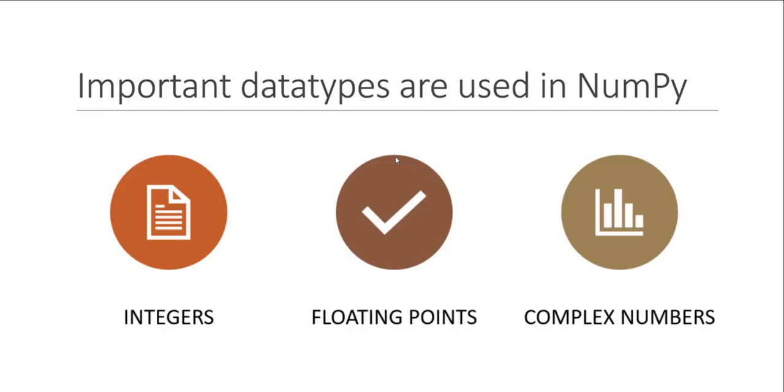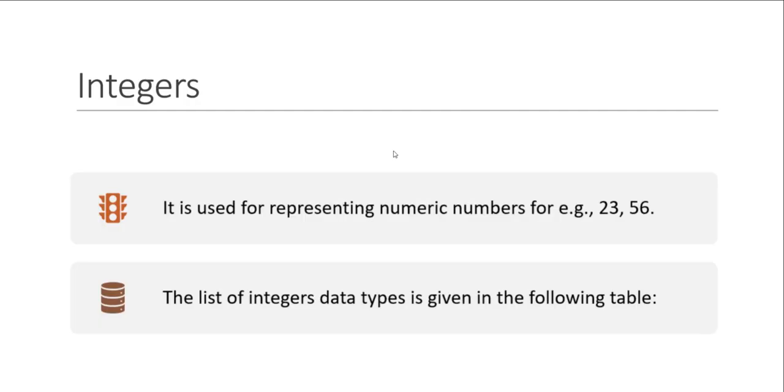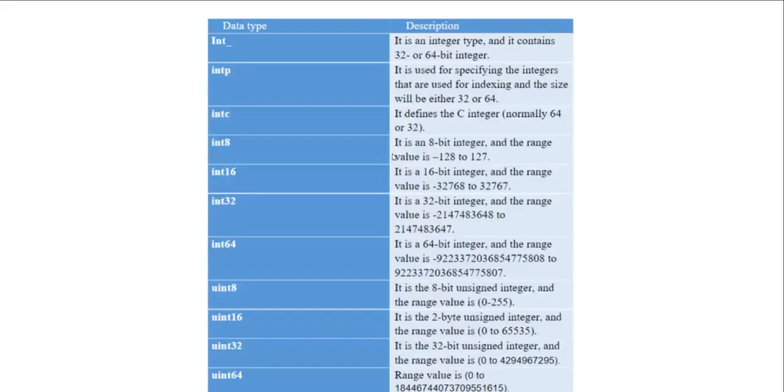Now we will discuss and understand the important data types which are used in NumPy. The first data type is integer. This is the default data type of an integer, and it is identical to the long type in C because it mainly stores 64 or 32-bit integers, and it is used to represent numeric numbers, for example 2356. An integer occupies a fixed number of bytes, for example np.int32 occupies exactly 4 bytes of memory. These are also called primitive types because they are not objects, they are just data bytes that are stored directly in memory. Now the list of integer data types is given in the following table.